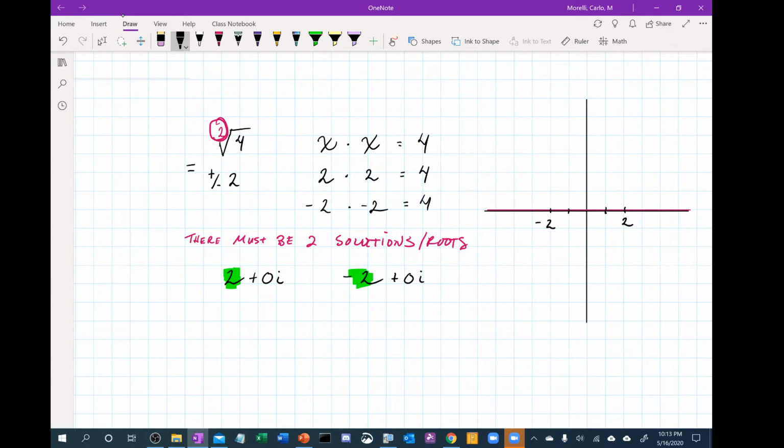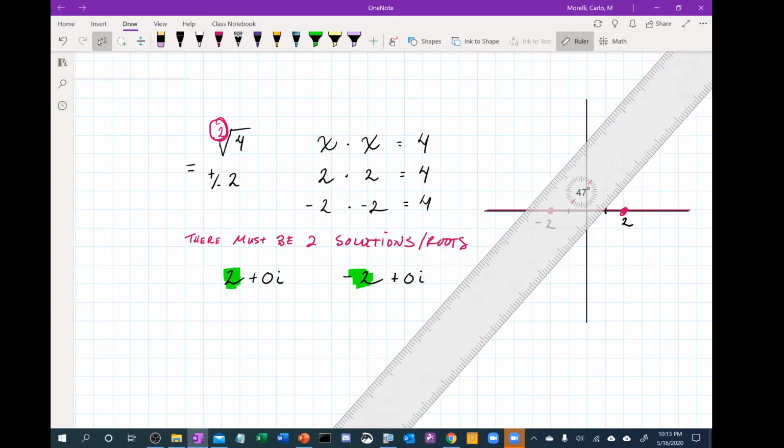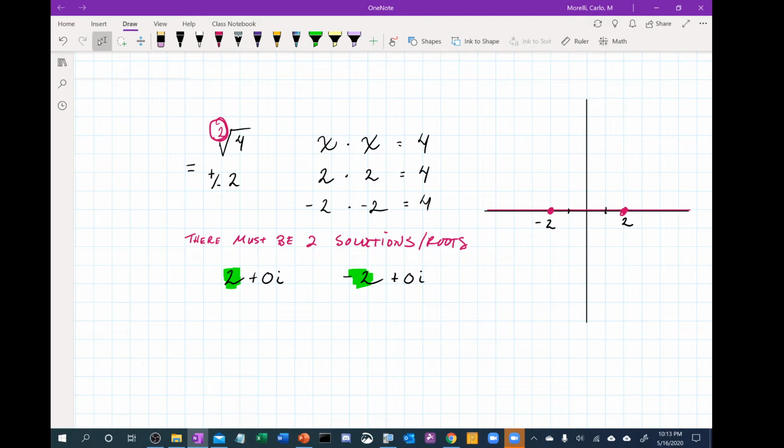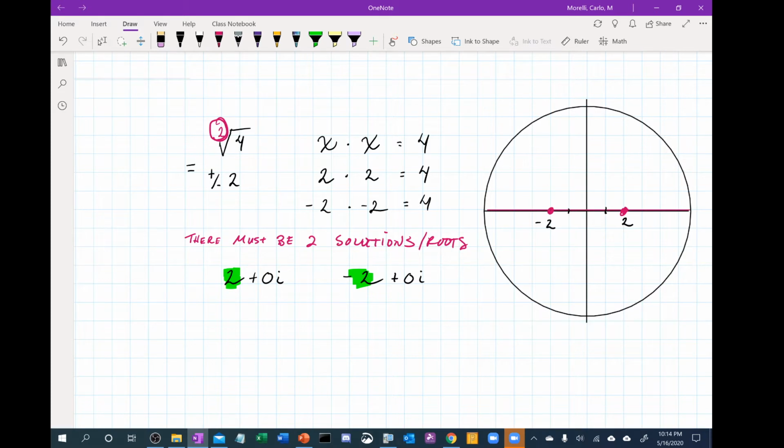Here's the cool thing I want you to think about. How many roots are there? There are 2 roots, all right? One of them is plotted right here, and one of them is plotted right here. What is the angle of rotation between the 2 roots? You start at 0, and you're going to have to spin 180 degrees to get over to that second root. So if we were to superimpose a circle on this thing, like this, then you would have to rotate 180 degrees.